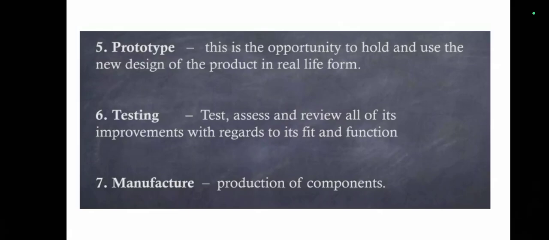Next, prototyping is over and one product has come. You need to test it before getting it to the market. So test, assess and review all improvements with regard to its fit and function. Everything is fine, then you give it to some people for reviewing. If they provide any feedback, you need to adapt that feedback into the problem statement. Then you need to rectify the solution. Next, if everything is okay, we follow the market strategy. We will go for manufacturing, so we will do production of the product.